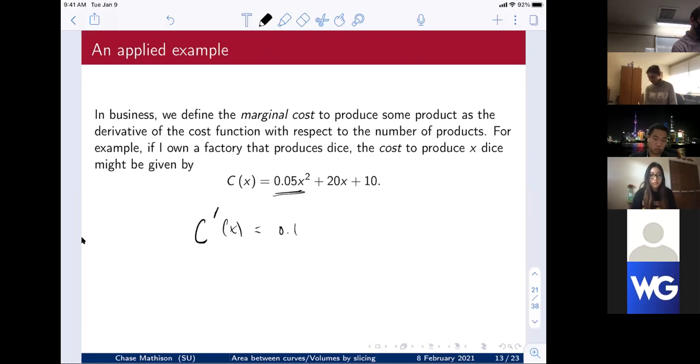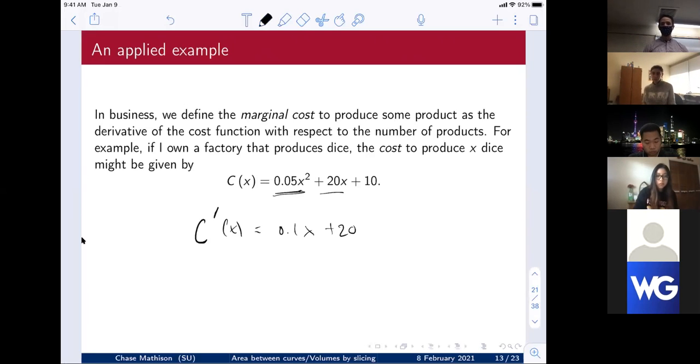Good, 0.1x plus the derivative of 20x. What's the derivative of 20x? 20. Wow, Chase. Plus 20 plus the derivative of 10. What's the derivative of 10? 0. Very good. So that's my cost function, 0.05x squared plus 20x plus 10.